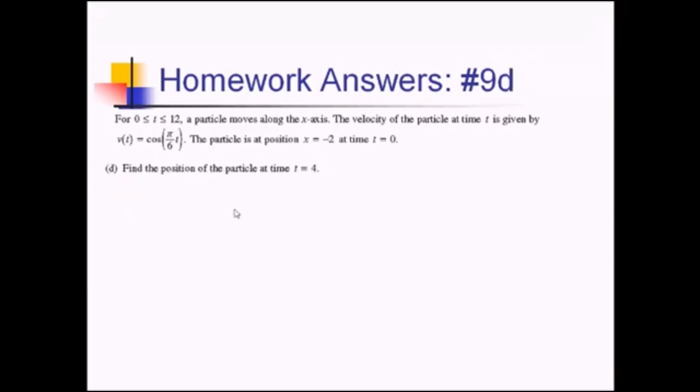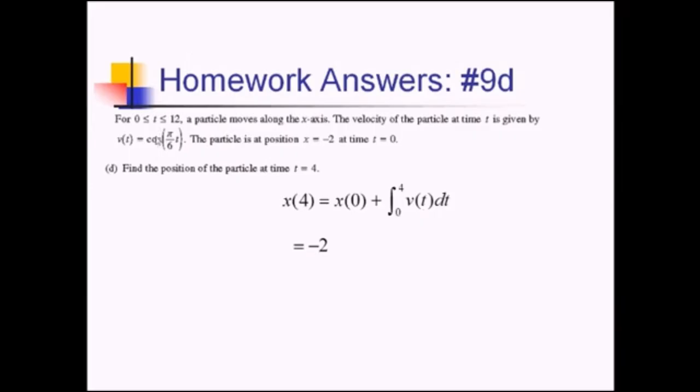For this last part of the problem, we want the position of our particle at time 4. Since we have the velocity and an initial x value, we're going to essentially use the fundamental theorem of calculus for this one. So I can say that x of 4 equals x of 0, which is negative 2, plus the integral from 0 to 4 of our velocity. All right, so to actually put some numbers in here, we have negative 2 there, and now I need to take the antiderivative of velocity.